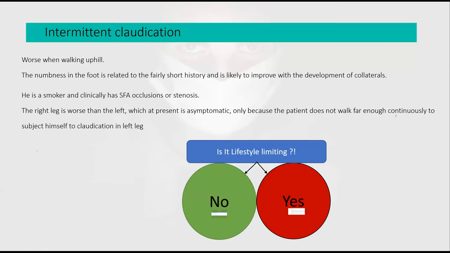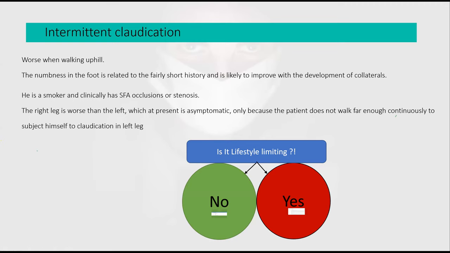Worse when walking uphill, this is intermittent claudication. But if it improves when walking uphill, this is spinal. So the numbness of the foot relates to the short history and improves with the improvement of the collaterals while the patient is stopping. He is a smoker and clinically has superficial femoral artery occlusion or stenosis. The right leg is worse than the left, which at present is asymptomatic only because the patient does not walk far enough to subject himself to claudication. So it is intermittent claudication.